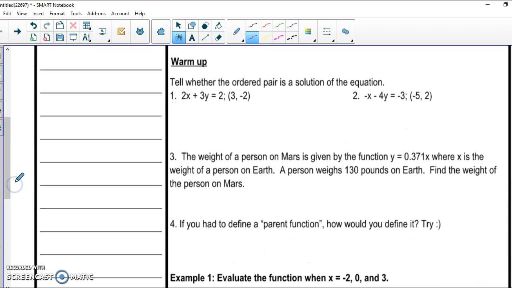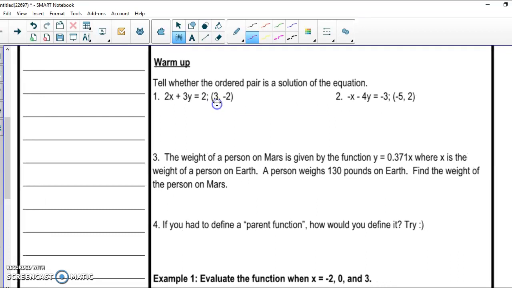So let's get into our warm-up because this is a skill we all need to review for our chapter 4 test. Tell whether the ordered pair is a solution of the function. So here's my ordered pair. To test if it's a solution, I'm simply going to substitute my x and y value into the equation. So my x value is 3.